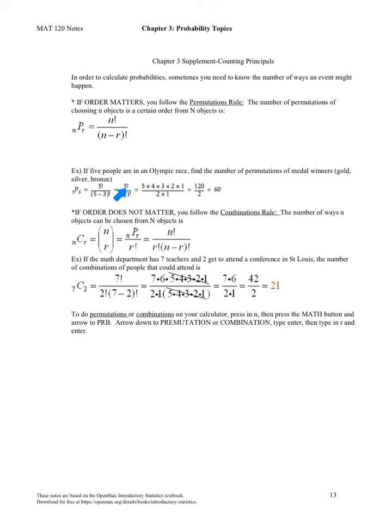Now, what does this factorial mean? 5 factorial. We have it written right here. Over 2 factorial. And we can go ahead and solve the problem.